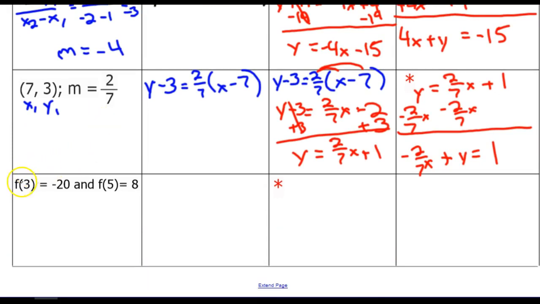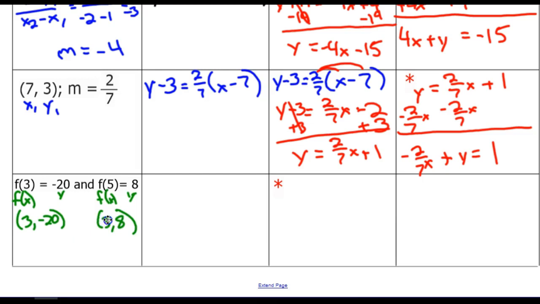Finally, the last one that we're given, we have f of 3 equals negative 20 and f of 5 equals 8. So f is usually f of x. So we're going to make some points from this. The 3 is going to be our x for our first point. The negative 20 will be our y. So now, same thing over here. 5 and 8 is going to be our point.